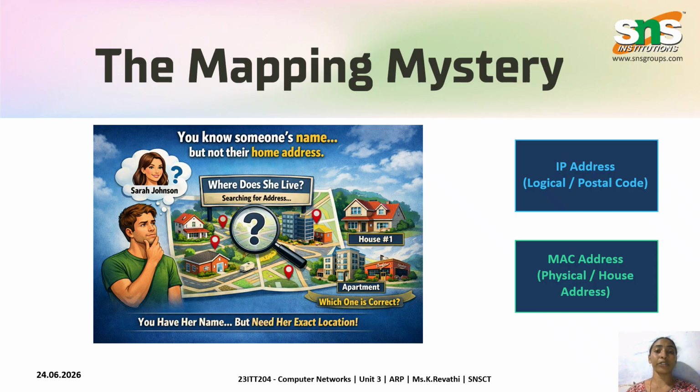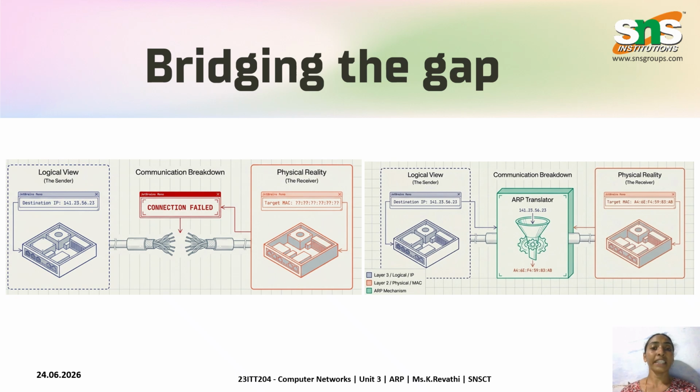Every device has two identities, that means an IP address and a MAC address. The IP address acts like a postal code, as I already told, while the MAC address acts like the actual house address. ARP helps connect these two addresses simultaneously. When a device wants to communicate inside a local network, it needs the destination MAC address. ARP bridges the gap between logical addressing and physical addressing.